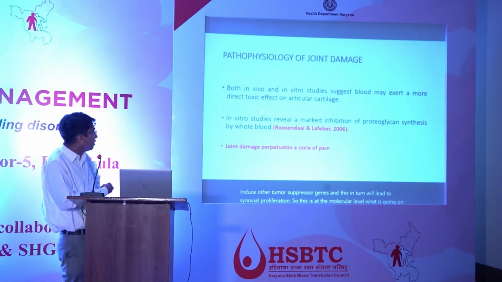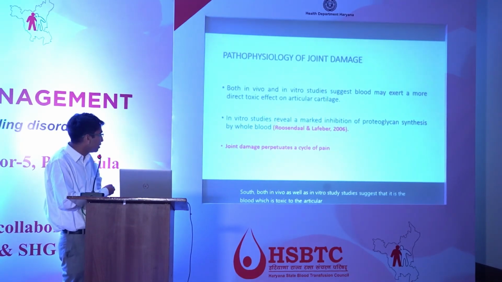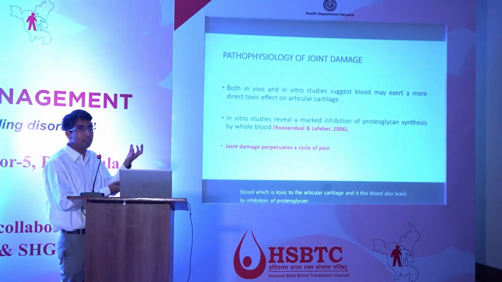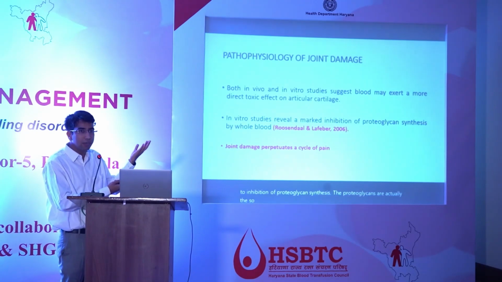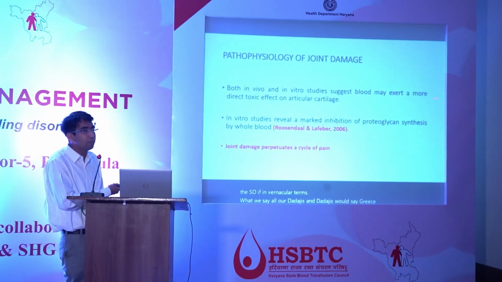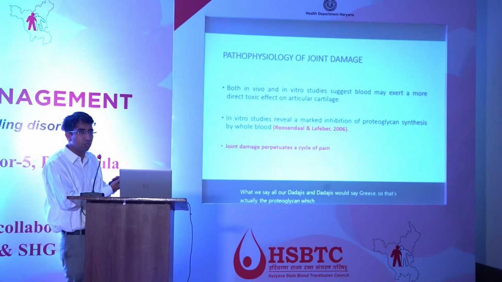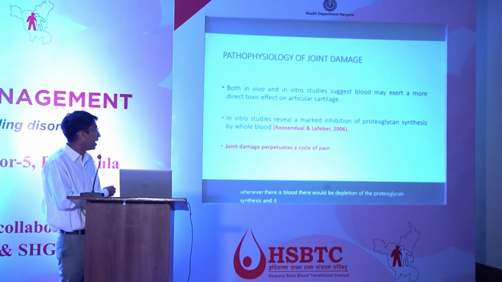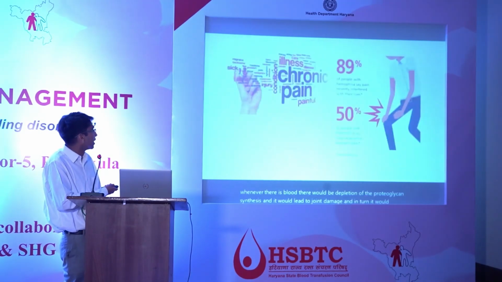Both in vivo as well as in vitro studies suggest that it is the blood which is toxic to the articular cartilage, and this blood also leads to inhibition of proteoglycan synthesis. In vernacular terms, all our dadajis and dadijis would say कि grease खत्म हो गया. So that's actually the proteoglycan, which is the grease in the joints, and whenever there is blood, there would be depletion of proteoglycan synthesis, and it would lead to joint damage, and in turn it would also perpetuate a cycle of pain.